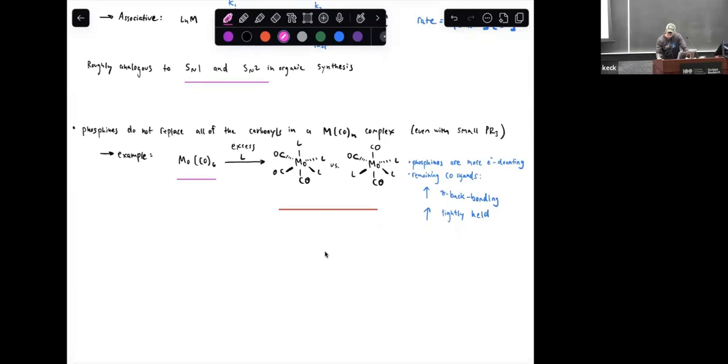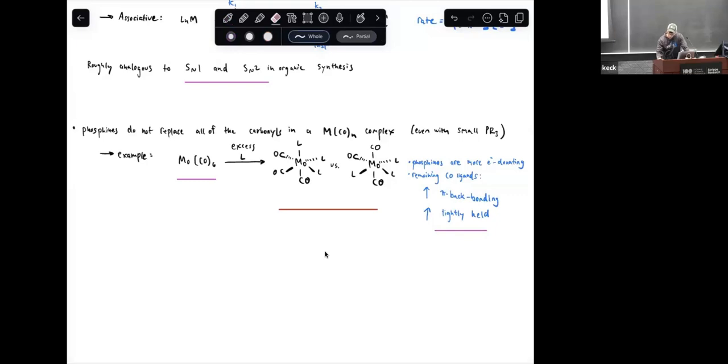as you start substituting CO ligands, which are strong pi acceptors, as we covered, with phosphines, which are in general stronger sigma donors, that starts making the metal center more electron rich. That increases the bonding strength to each remaining CO ligand because the extent of back bonding goes up. That starts to have more and more double bond character, and the CO ligands become more and more tightly held.